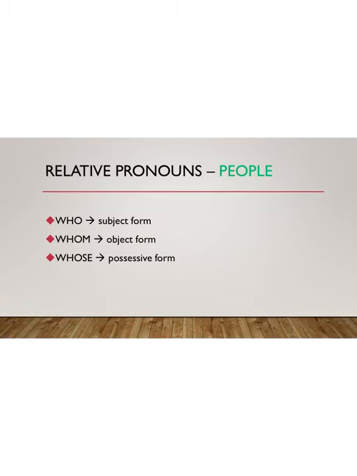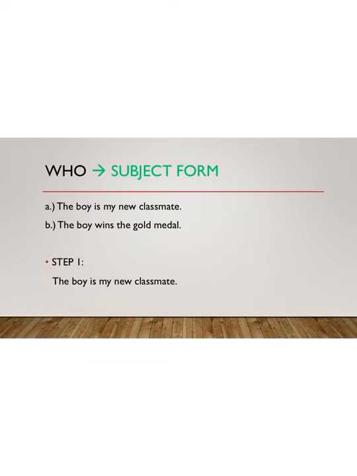Okay, now we have to get to know these three relative pronouns when we want to talk about people. The first one is who, the subject form, and then we have got whom, the object form, and the last one is whose. So this is about the possessive form. Okay, so I want to look at the first relative pronoun about people. So this is who.